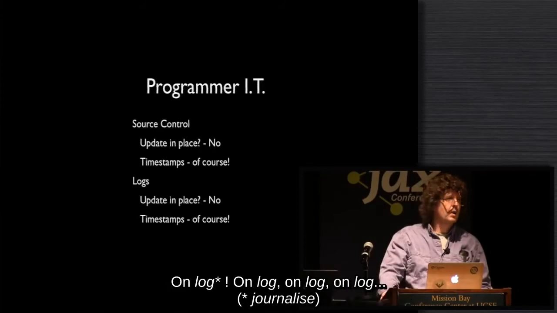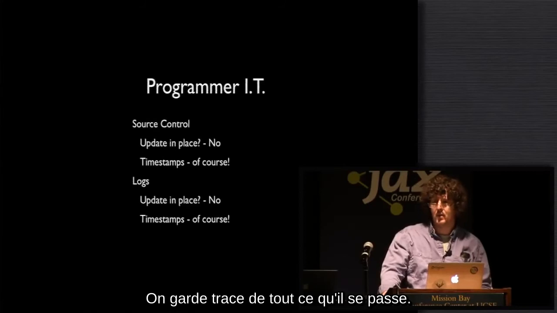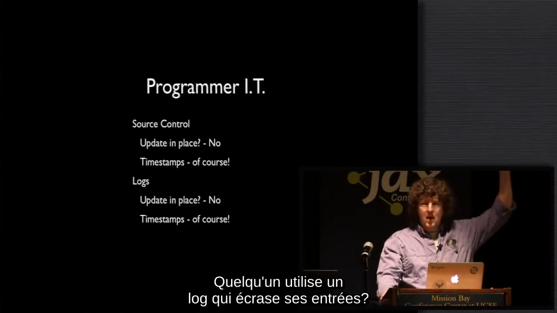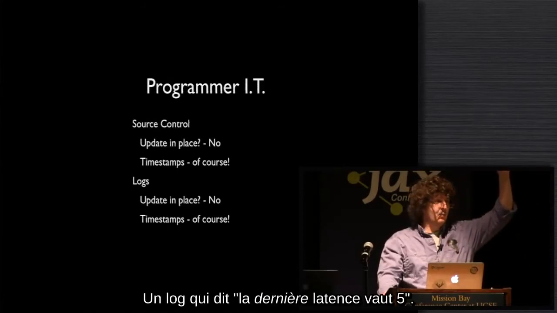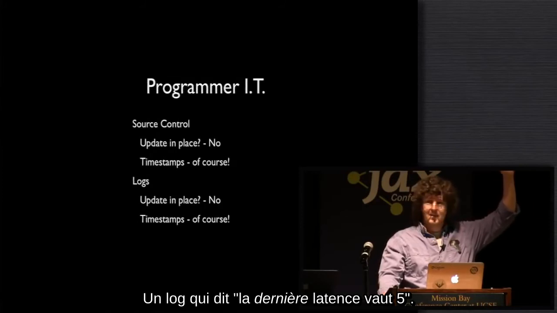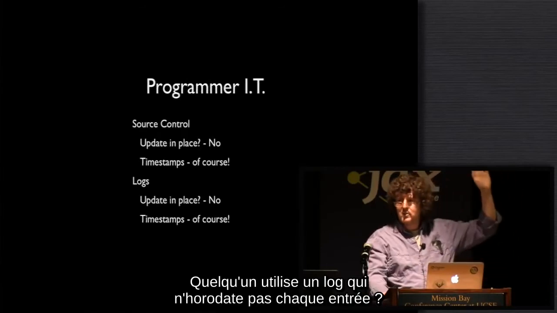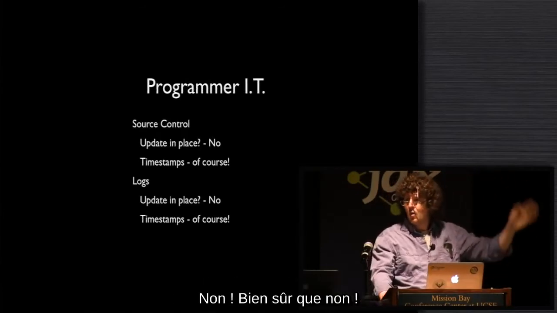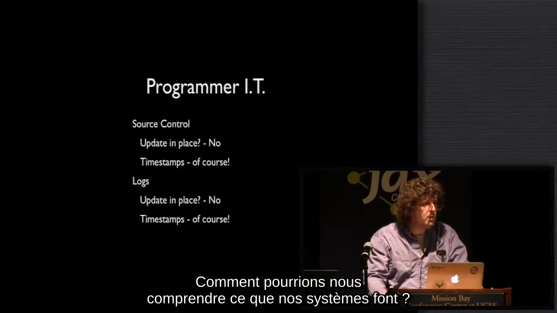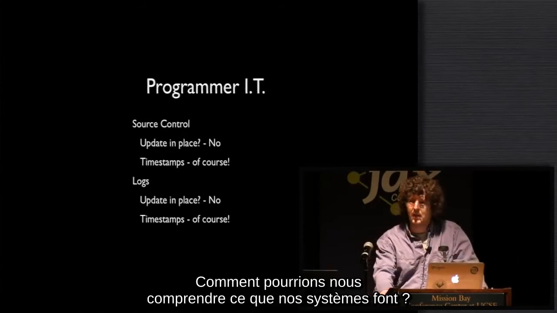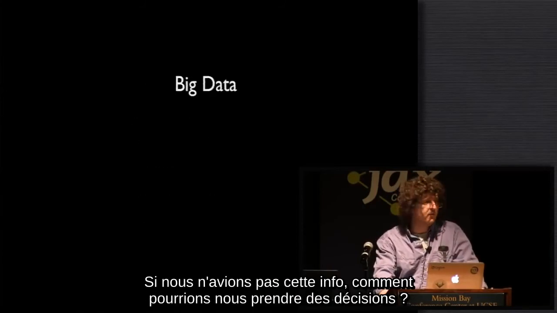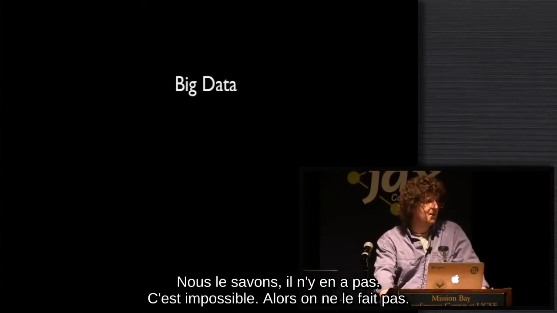We log and log. We keep track of everything that's happening, right? Anybody use an update in place log? Anyone use a log that says the last latency was 5? Yeah? No. Anybody use a log that doesn't put timestamps on every entry? No, of course not. How could we possibly understand what our systems were doing, right? If we didn't have this information, how could we make decisions? We know there's no way. No way. So we don't do this.